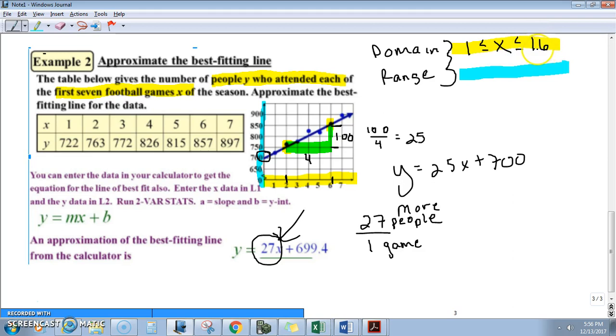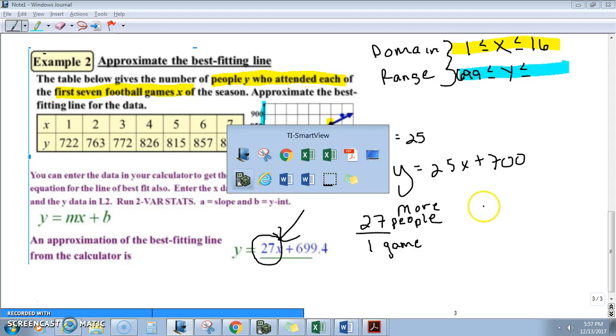We have created an equation that does not only work for the first 7 games, but that we can use to predict how many are going to come every game that season, right? So our x value, our domain, is between 1 and 16 games, right? And our range is the number of people. So our range, if you start at 700, or 699, let's say 699 people. So y is going to be greater than or equal to 699. That's our lower value. And less than or equal to, if there's 16 games, we've got to put that in our equation, right?